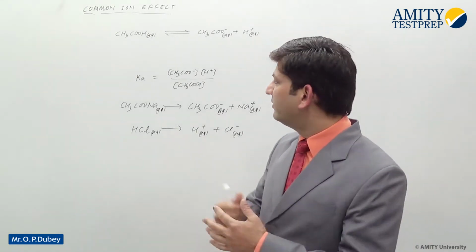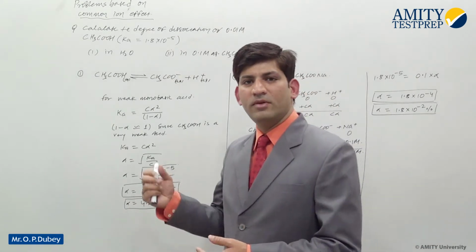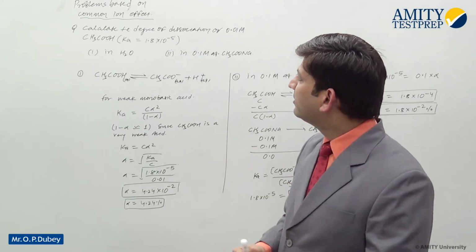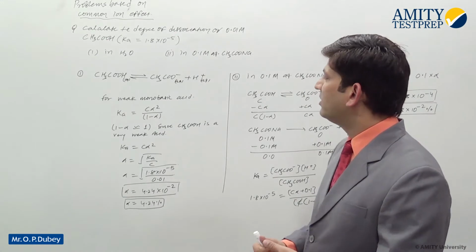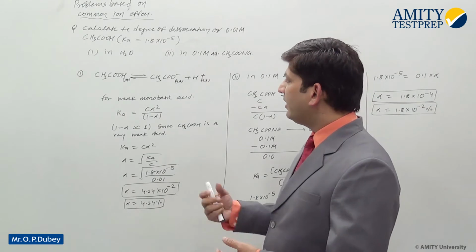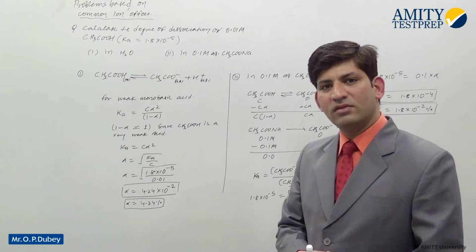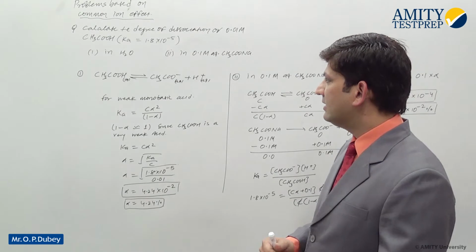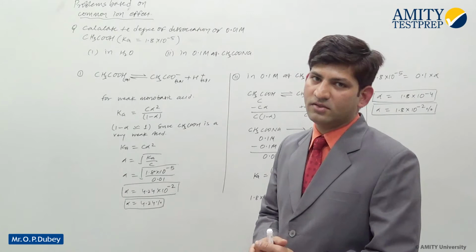Now this is the end of this topic. In this class, I am going to discuss some problems based on the common ion effect. Take an example: calculate the degree of dissociation of 0.01 M acetic acid, which is a weak acid, first in water and second in 0.1 M aqueous sodium acetate solution. The Ka value of the acetic acid is given, which is 1.8 multiplied by 10 raised to the power minus 5.